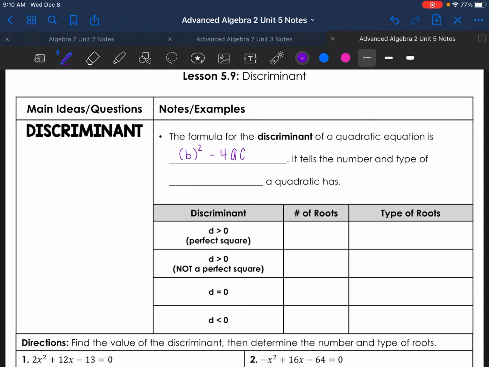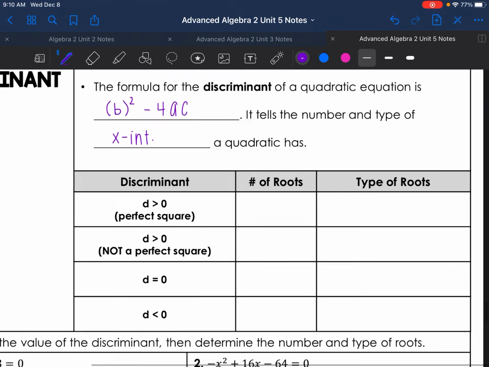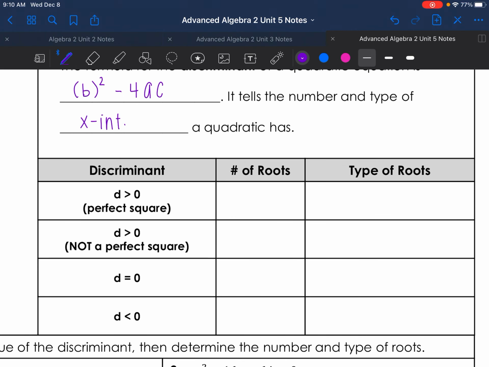It tells us the number and type of x-intercepts, or roots, or zeros, or solutions. Remember, all four of those words mean the same thing. So that formula tells us. There's kind of a few different options of numbers that we would get when we plug into that formula.